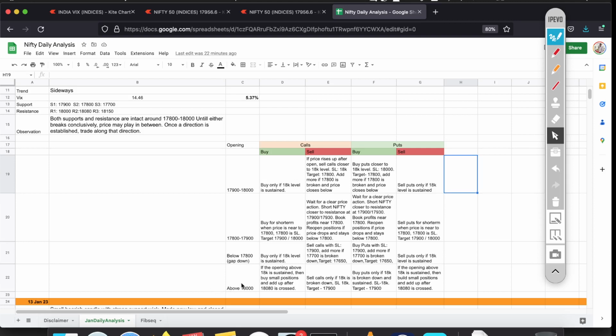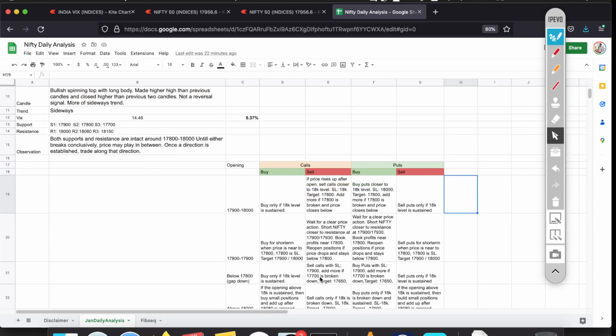If Nifty opens above 18,000, don't short until Nifty drops below 18k, and to go long also, see that 18k is sustained and then go long. Okay, so that is all, folks, for the analysis of today's Nifty price action and the possible estimate for 16th Jan, that is Monday.